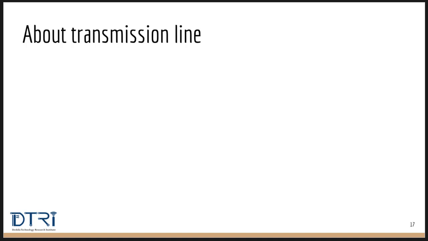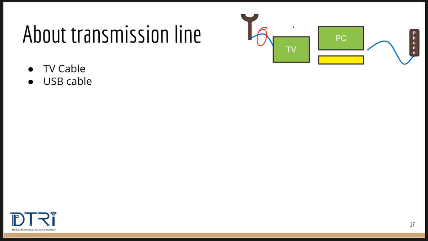Have you seen any of these objects? This is a simple TV cable connecting TV to the antenna. This is a simple USB cable connecting PC to your mobile phone. All these are transmission lines since the frequency of operation is like hundreds of megahertz. Now look at this picture.